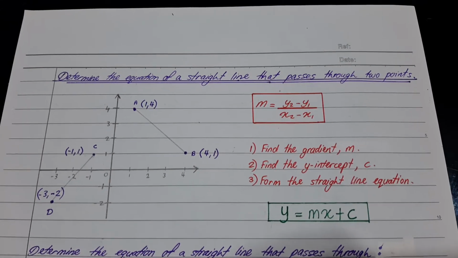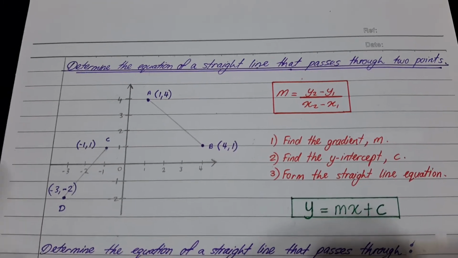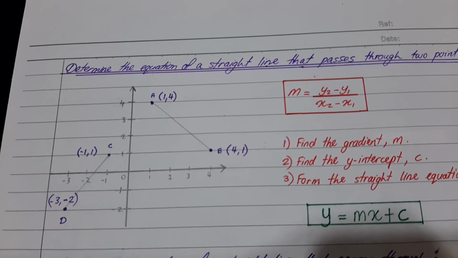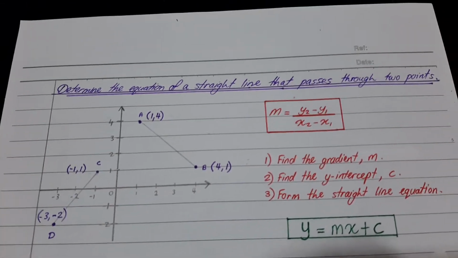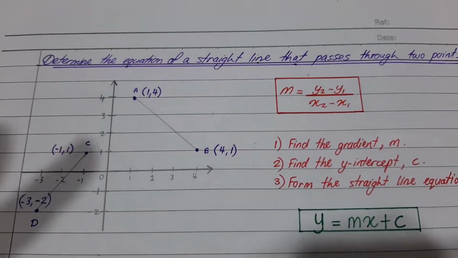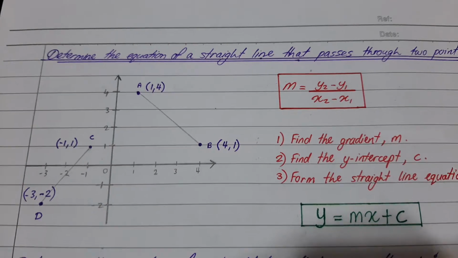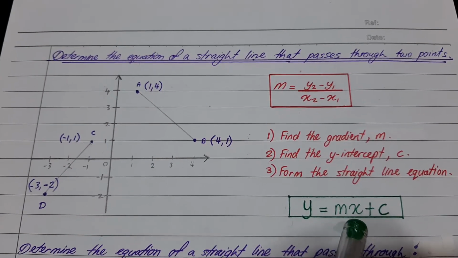All this while you have studied how to find the gradient and y-intercept from a given straight line equation. So when I give you an equation, you know where your gradient is and what your y-intercept is. But now we are just giving you two coordinates that the straight line passes through, and you have to form the straight line equation in the form of y equals mx plus c.